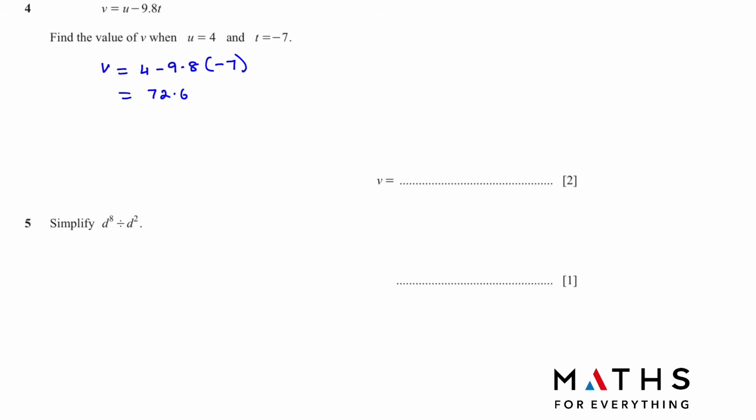Question number 5. Simplify. D to the power of 8 divided by D to the power of 2. When we divide, we subtract the power. So 8 minus 2, 6.